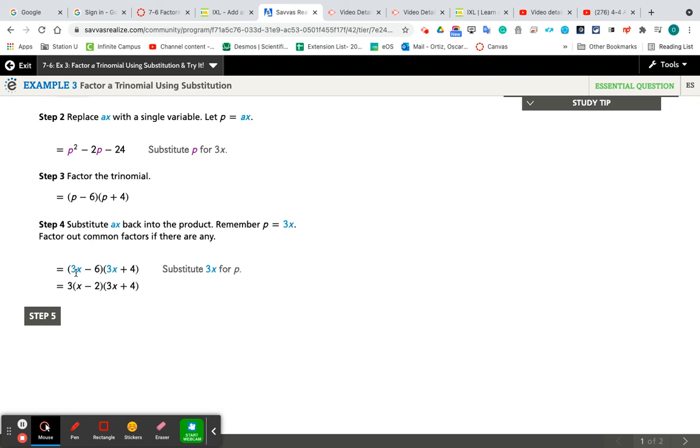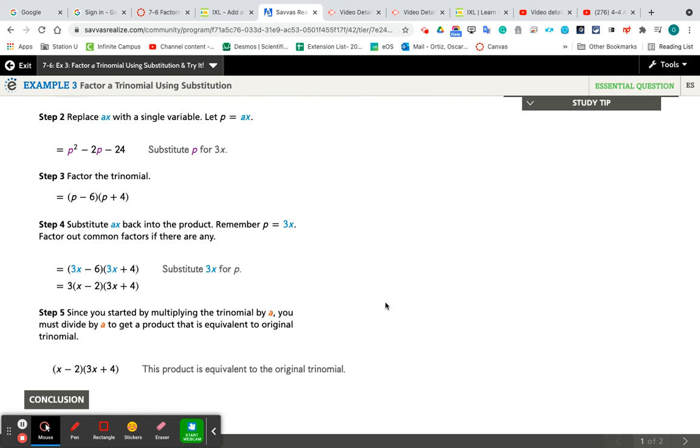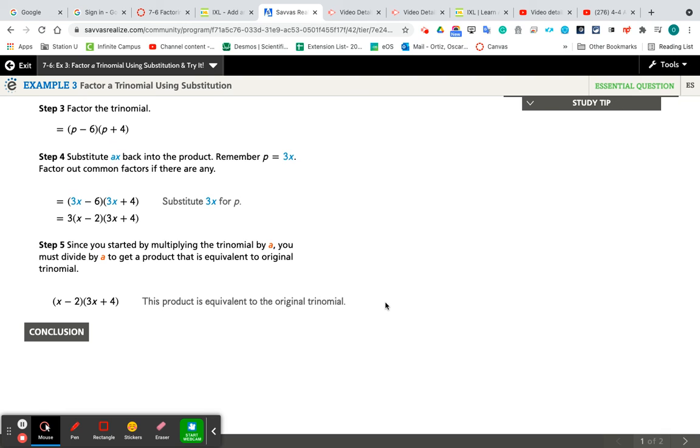So now we can factor out of these, 3 is a common factor between 3 and 6, so we can factor out that from here, and that'll be our final answer. Well, almost our final answer. We can say it is 3 times x minus 2 times 3x plus 4, because if you remember at the beginning we multiplied by 3, so now we've got to divide by 3 to get the original multiplication that we had.